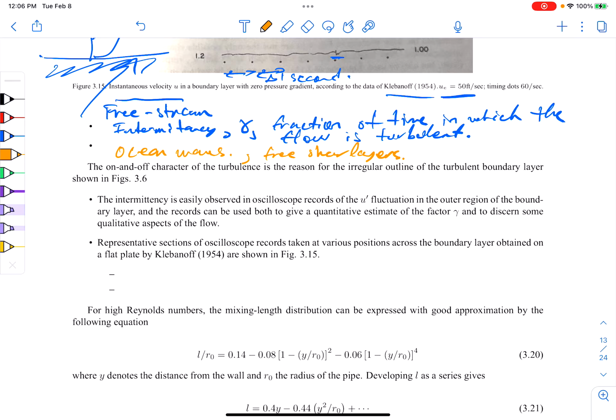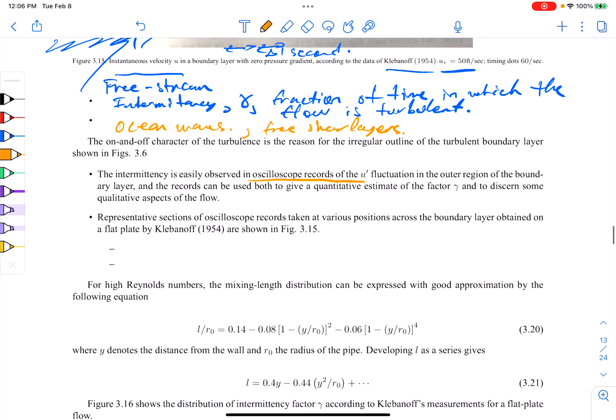And, oh, okay, excuse me. I wrote here from the paper, it's oscilloscope readings of u prime. So I'm not sure exactly what device they actually used, but they were trying to estimate these factors of gamma, or intermittency, away from the wall.